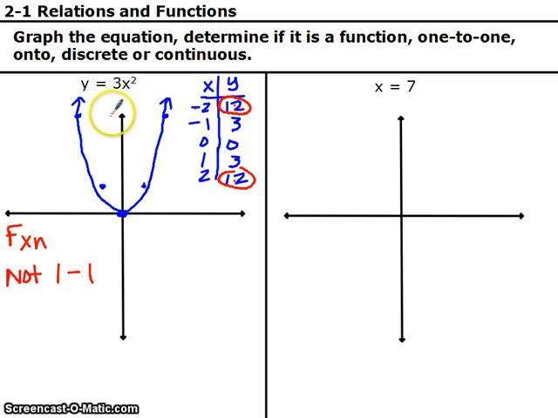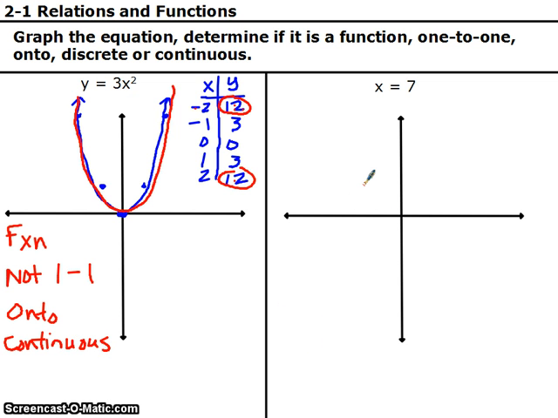All right, is it onto? Is every element in the range paired up with a domain element? Yes, it is. It is onto. And is this discrete or continuous? Are you able to graph this entire graph without picking your pencil up off the paper? You are. So this is continuous.